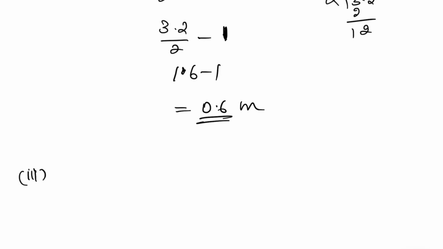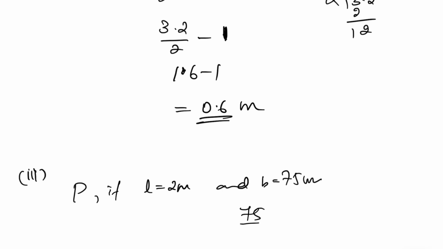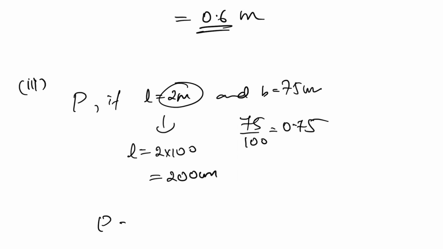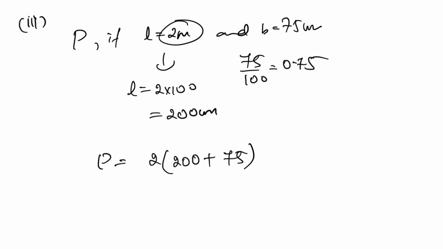Now coming to the third sub question here. Find P if L is equal to 2 meter and B is 75 centimeter. If you convert 75 into meter, you will get 75 by 100, 0.75. Now let us convert the length into centimeter. So 2 meters is equal to 200 centimeter. Okay. So you can directly solve now. P is equal to 2 times (L plus B), that is 2 times (200 plus 75), that is equal to 550. Hope it's clear, children.